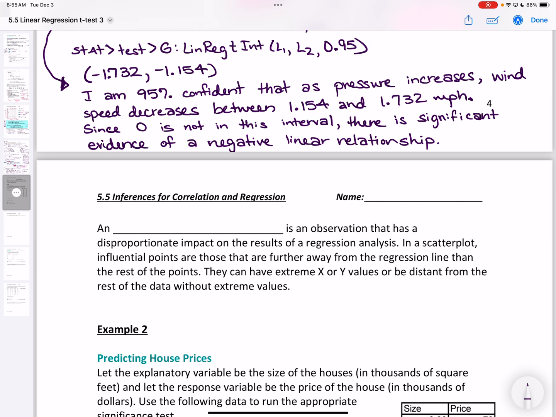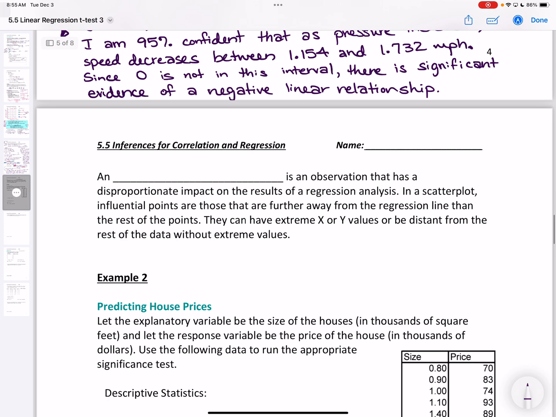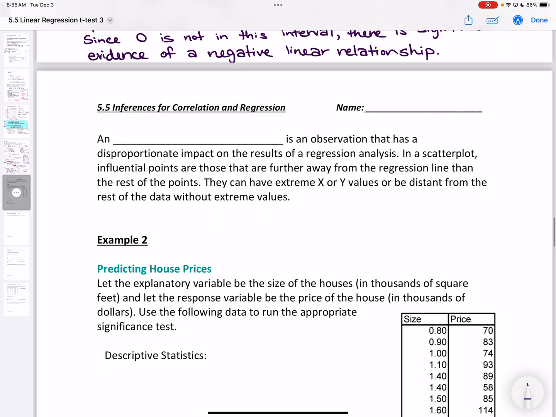Okay. I did want to give you a more formal definition. So an influential point... I told you the way I think about it is it's like an outlier. Well, this definition says an influential point is an observation that has a disproportionate impact on the results of a regression analysis. So we're looking for that linear regression, okay?